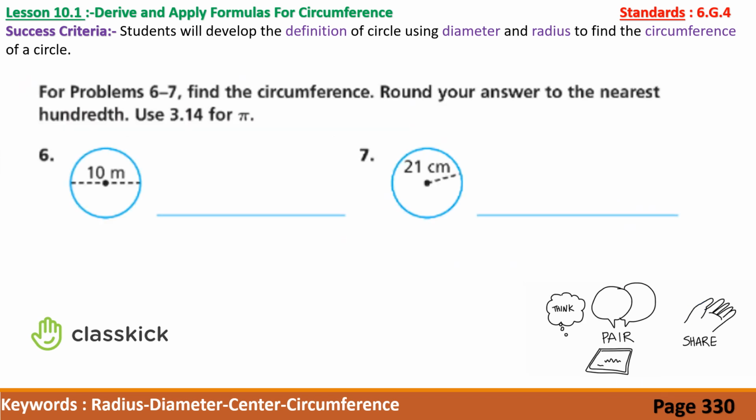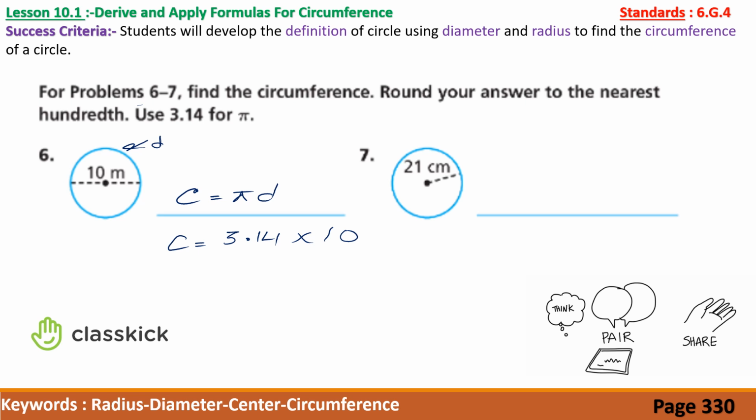Let's see here. Find the circumference and round your answer to the nearest hundredth. Nearest hundredth means that they want two decimals. After the decimal, they want 2 digits. Okay, so here what is given? Diameter is given, so you will use the formula C equals pi d. C equals pi, which is 3.14, times diameter 10.